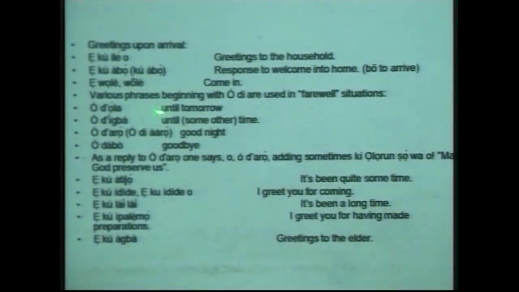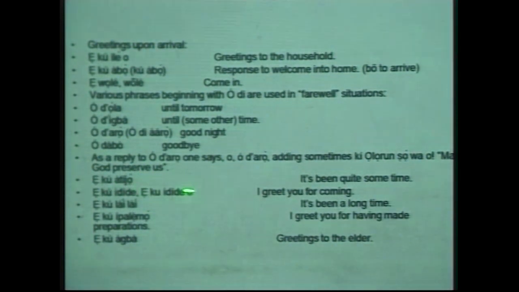Various phrases beginning with O di are used in farewell situations. O dola, until tomorrow. O diga, until some other time. O di aro, good night. O dabo, goodbye. As a reply to O di aro, one says O di aro, adding sometimes, Ki Olorun show wa o, may God preserve us.